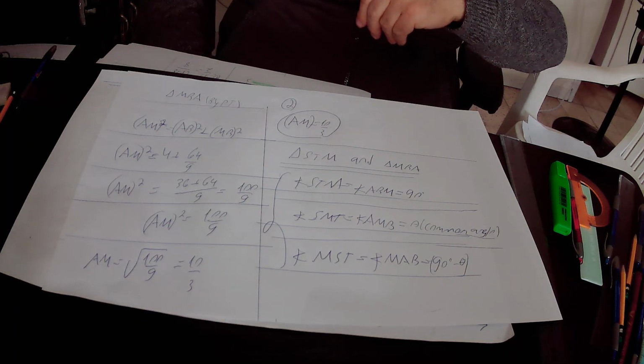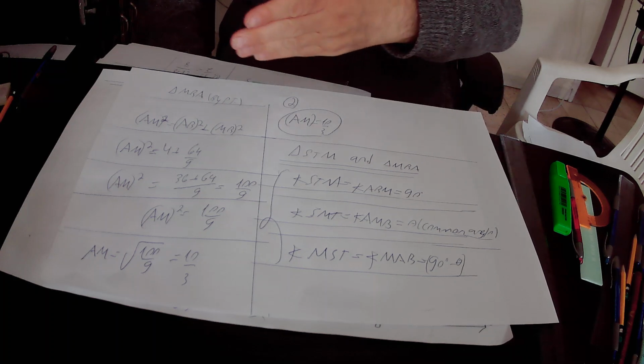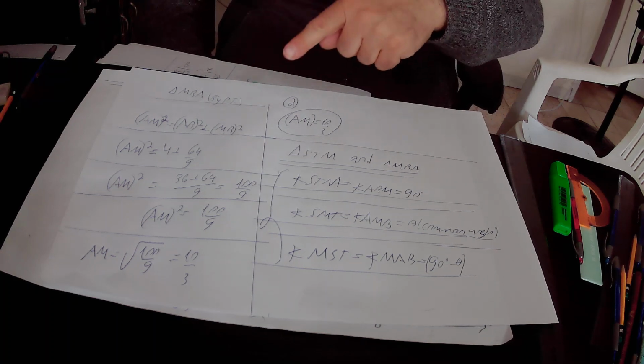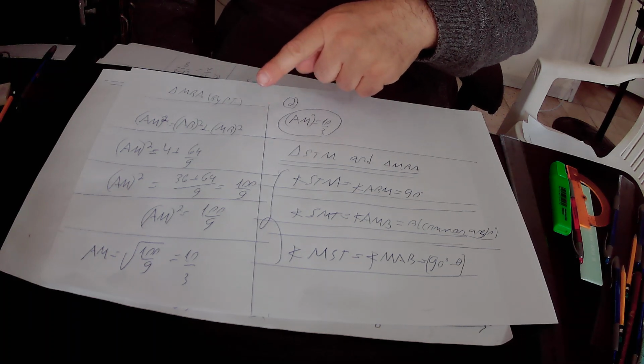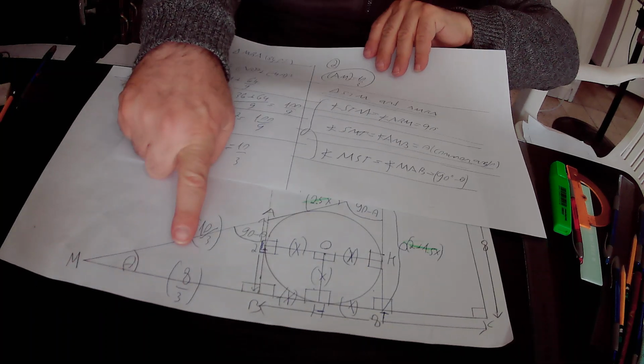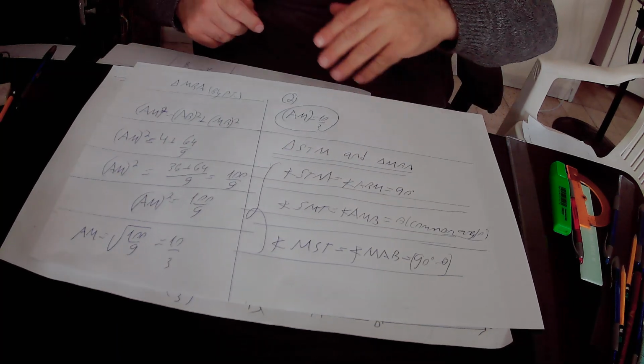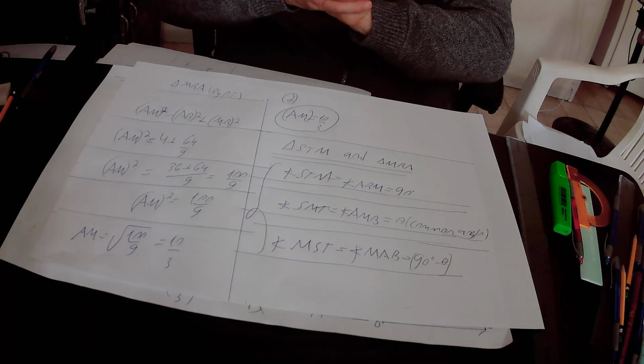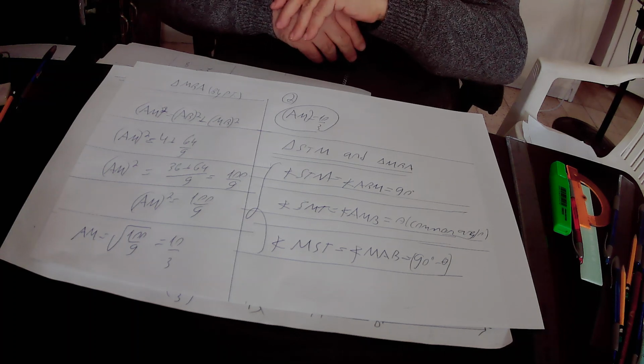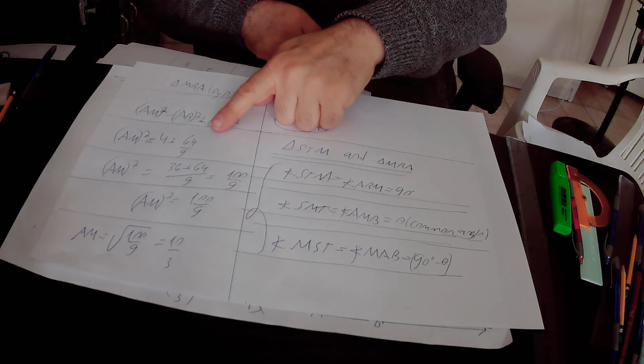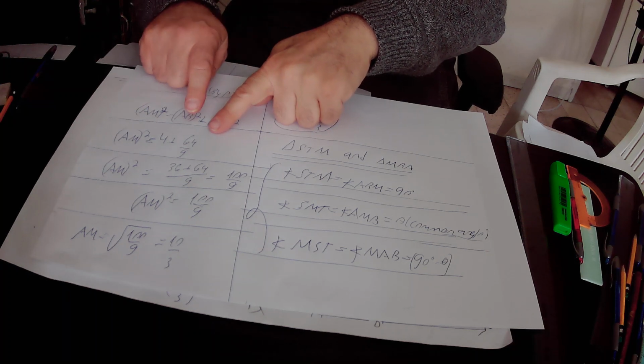So AM square, that is the square of the hypotenuse, equals AB square. AB is 2, therefore AB square is 2 square, that is 4, plus BM square. BM is 8 over 3, therefore BM square is 8 over 3 square, that is 64 over 9. So here AM square equals 4 plus 64 over 9.